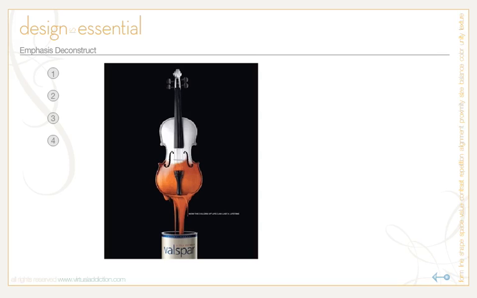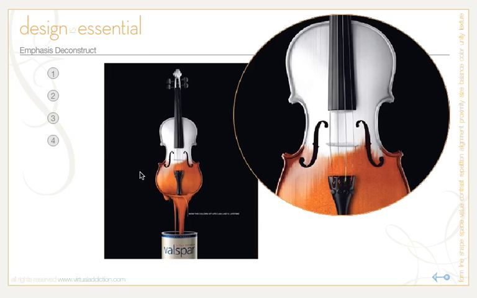The first example that we're going to be looking at is this Valspar paint right here. This advertisement uses a strong contrast between the black and white upper portion and the lower portion of the violin, which is saturated with color. This sort of treatment really makes the color grab the viewer's eye, and it becomes the first thing that they see and focus on. Being that they're selling paint, it really is a great way to support the message.